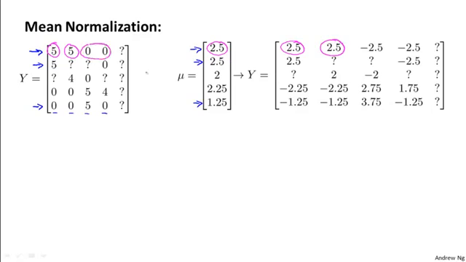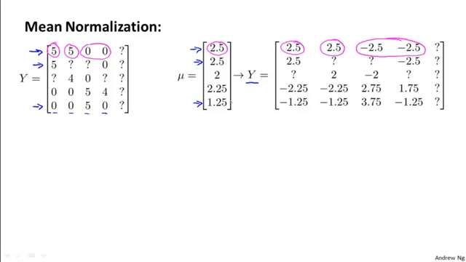And then these zeros, subtract off 2.5, and we get minus 2.5, minus 2.5. In other words, what I'm going to do is take my matrix of movie ratings, this Y matrix, and subtract from each row the average rating for that movie. So I'm just normalizing each movie to have an average rating of 0.